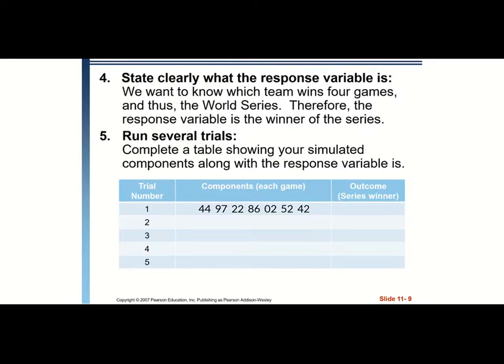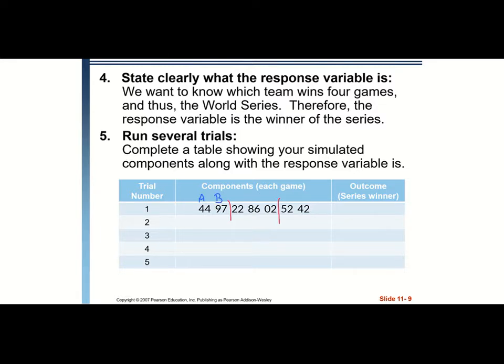Before going on to 4 and 5, let me clarify a bit as to what I've done. I wrote all of my components for my first trial in this box here. For the first 2 games, A is at home. The next 3, Team B is at home. And the last 2, A is at home again. Now game 1, our randomly generated number is 44. That will correspond to the home team winning. That's Team A. Our next number is 97. That was in our 55 to 99 range. That's the away team winning. That would be Team B.